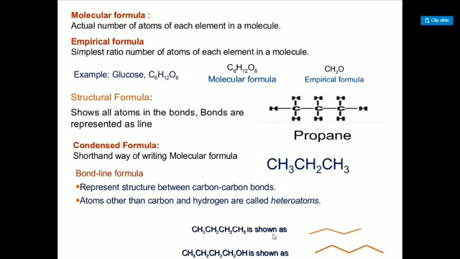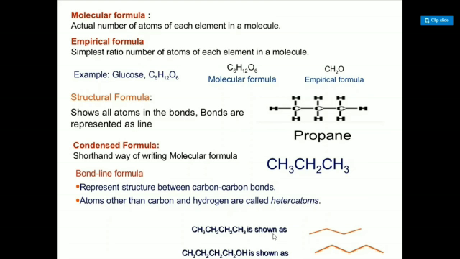For example, glucose, the formula is C6H12O6. This is molecular formula. C6H12O6. But if I divide the numbers by 6 we'll get CH2O. CH2O is the simplest formula of C6H12O6. So it is empirical formula.